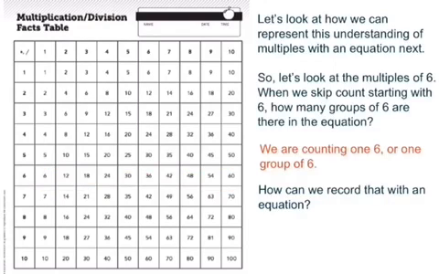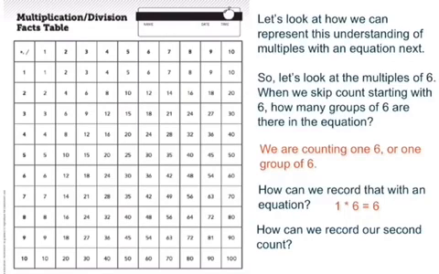So if we're counting 1 six, one group of 6, think about now how can we record that with an equation? Jot your thoughts, come on back. Hopefully you would say, well, I can record that with 1 times 6 equals 6. It's an equation because I have an equals sign in between 2 different sides, right? I have all 3 parts, this side, an equals, and this side. That makes it an equation, right?